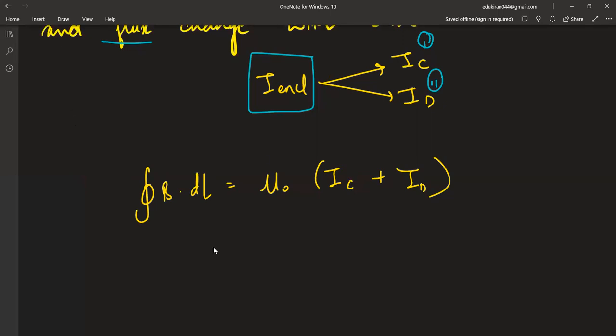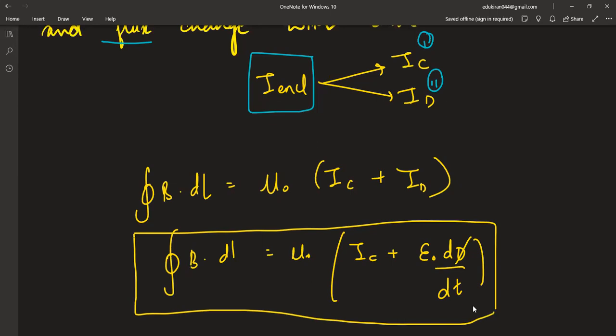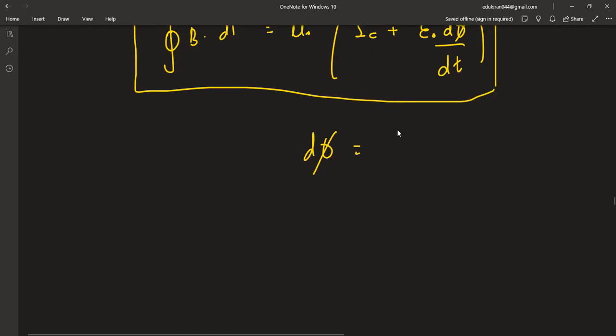Now when I write the closed loop integral of B dot dl is equal to mu naught times I_C plus epsilon naught d phi over dt. This is the formula which you will be using. Now one thing, d phi is already dq over epsilon naught. Phi is equal to q by epsilon naught. Which law is this? Is it some theorem, some law?